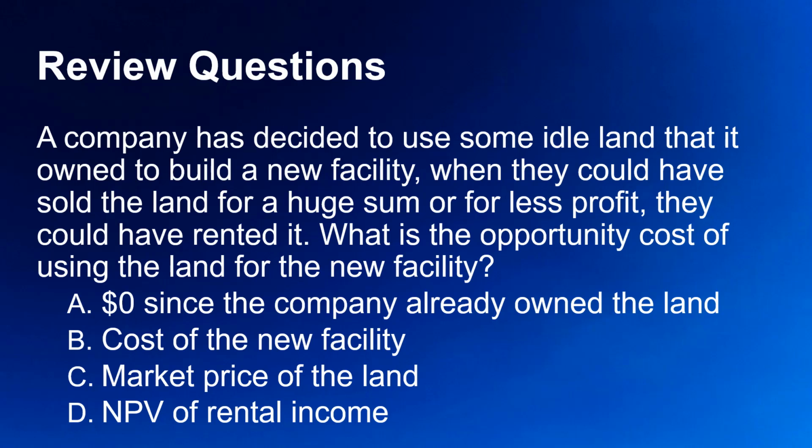Are you ready? The correct answer is C. The land, although the company already owned the land, is not a free resource to the project that is building the facility. Using it implies incremental costs. Building a new facility means that the company gave up the opportunity to just straight out sell the land. Therefore, the correct answer is C. The market price of the land is the opportunity cost of using the land to build the new facility.